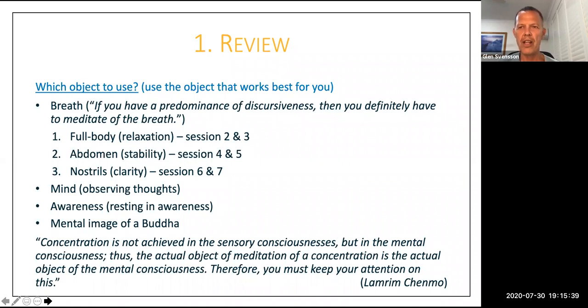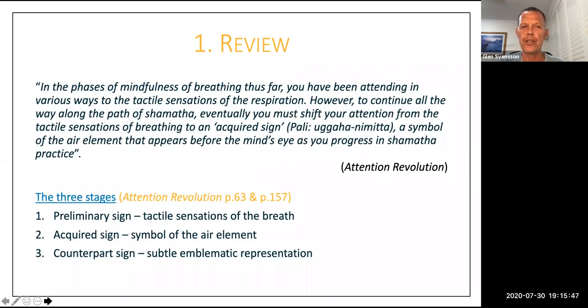Isn't this contradictory then? Why are we using the breath if we have to have a mental object to achieve shamatha? And the answer comes in Attention Revolution from Alan Wallace. He says, in the phases of mindfulness of breathing thus far, you have been attending in various ways to the tactile sensations of the respiration. However, to continue all the way along the path of shamatha, eventually you must shift your attention from the tactile sensations of breathing to what's called an acquired sign, a symbol of the air element that appears before your mind's eye as you progress in shamatha practice.